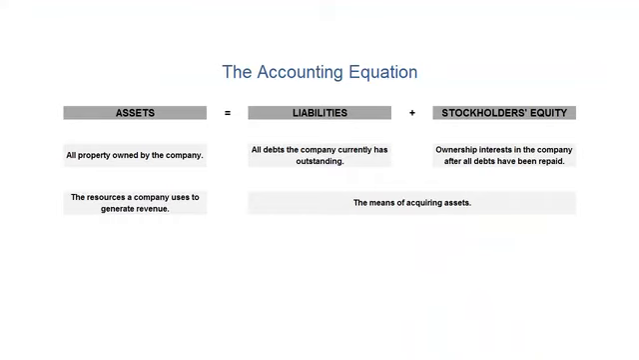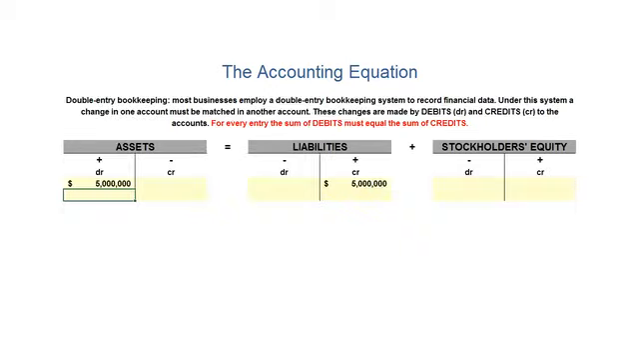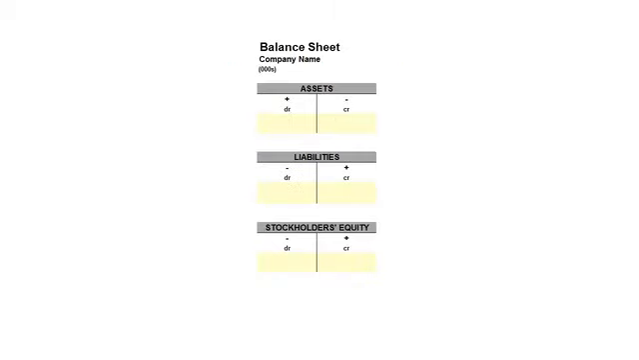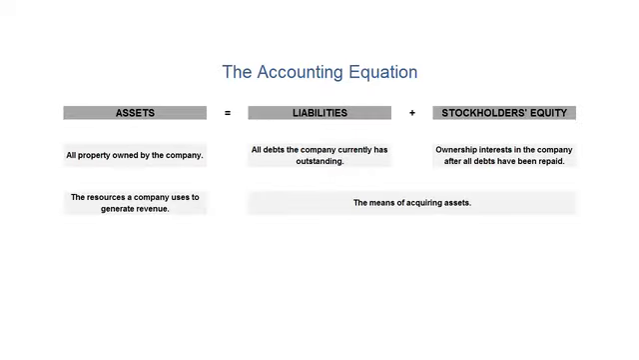Alright, that's it for the introduction to the accounting equation. Remember, assets equals liabilities plus stockholders' equity. Debit means left and credit means right. And the balance sheet is just a formal presentation of the accounting equation. And within a few short videos, you'll be building models like the one we just walked through. But for the time being, you're done.